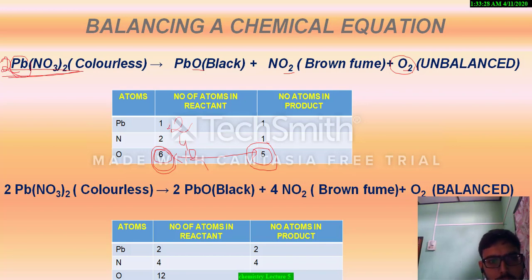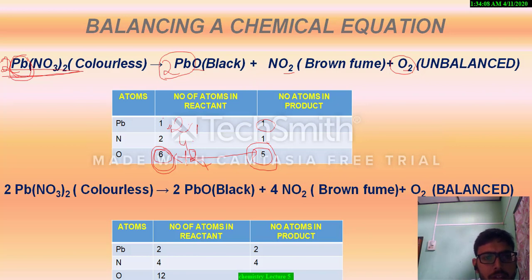After putting this 2, the total number of lead in the reactant side is 2, the total number of nitrogen in the reactant side is 4, and the total number of oxygen in the reactant side is 12. Since the total number of lead in the reactant side is 2, in the product side also it must be 2. So for that we are putting a 2. After putting 2, the lead in the product side is 2, and in the reactant side it is 2. Now you see nitrogen is still not balanced.